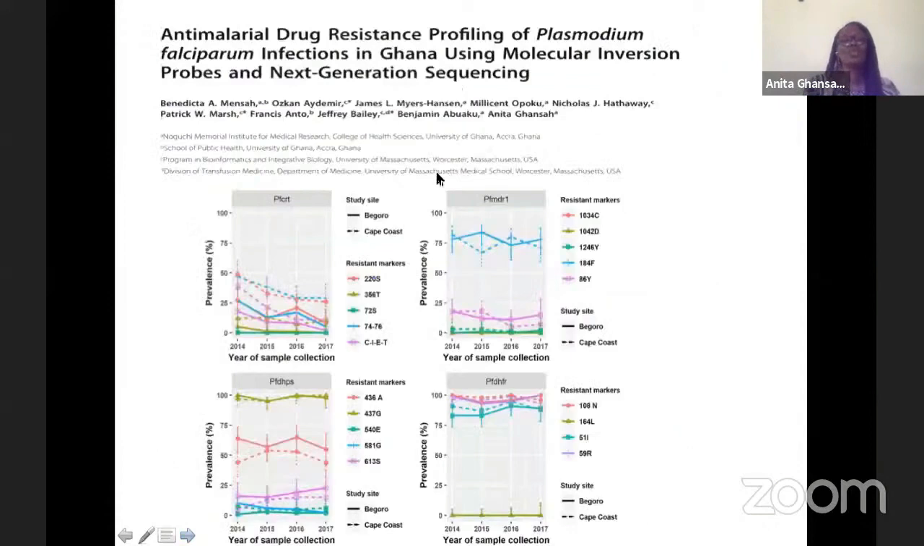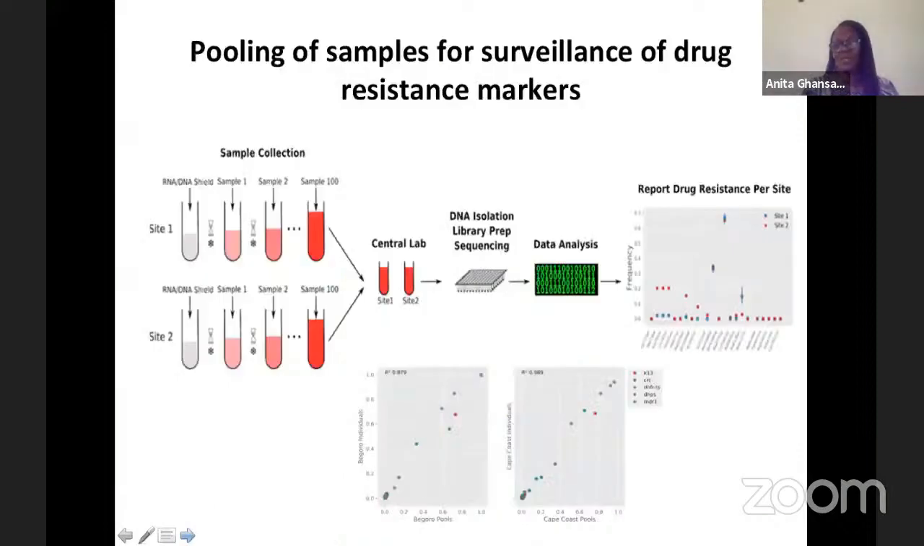We have also tried to incorporate targeted next generation sequencing in our estimation of drug resistance in our population. And we recognize that this is a very expensive endeavor. So we have come up with innovative tools that will still help us use next generation sequencing by pooling samples from sites. We have succeeded in pooling 100 samples from one site. So we carry to our central lab two samples, but a pool of 100 each.